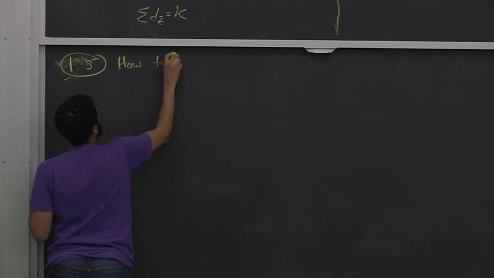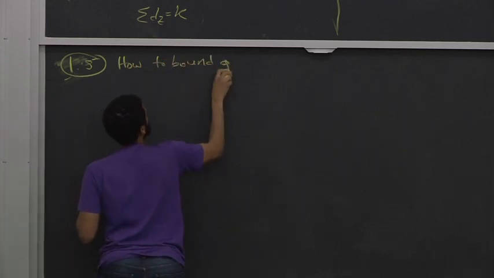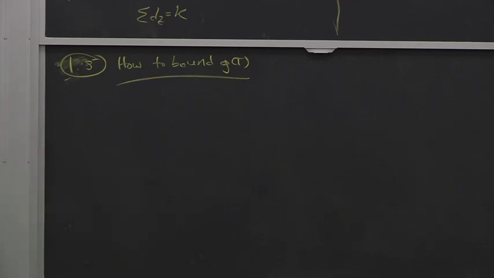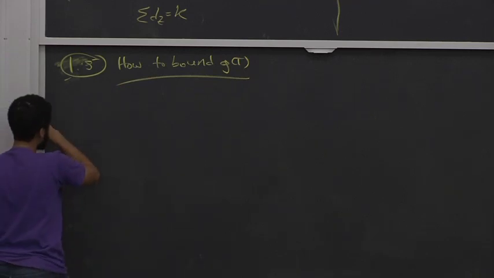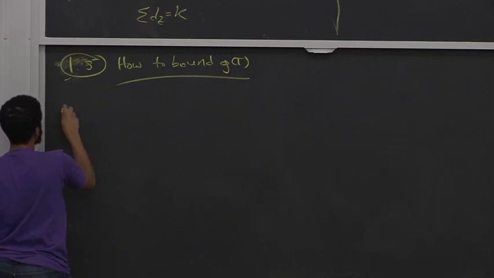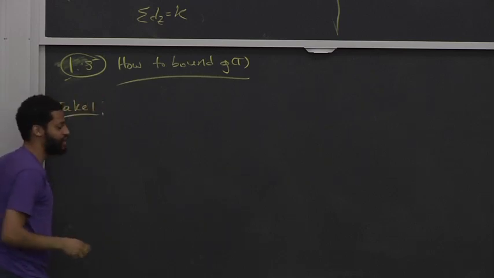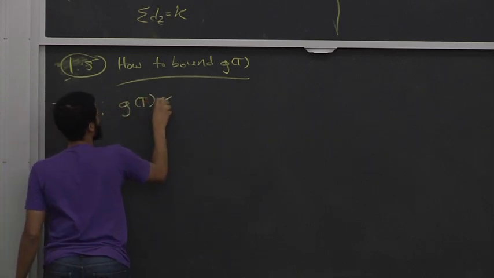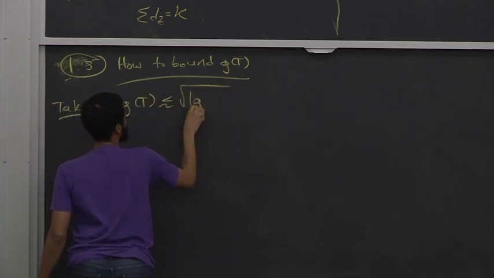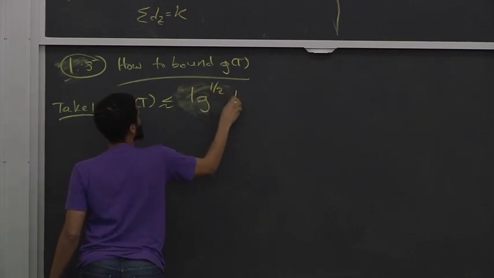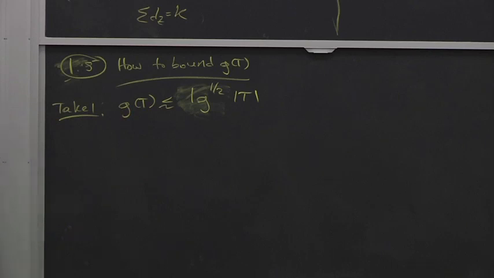So this is how to bound g of t. One possibility, take 1, is to just say g of t is at most square root log the size of t. Let me write it like this: square root of log of the size of t. That's what we just proved. It's never bigger than that.